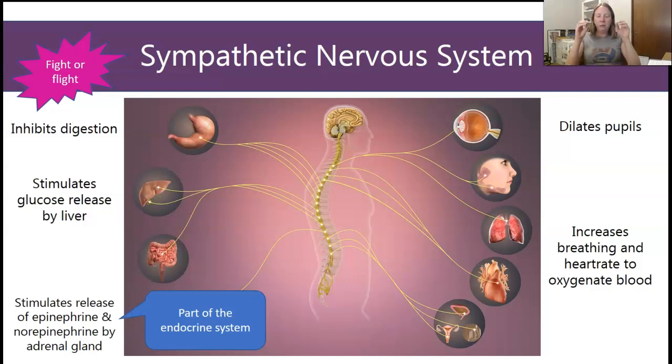Your pupils might dilate, which means open wider, so your vision will improve temporarily, and your breathing will increase, and your heart rate will increase to oxygenate your blood. So in other words, every part of you is going to kick into high gear to make sure your body can respond to stress. However, we do not want your body under all that stress all the time, or it would collapse. I mean, sometimes that's why heart attacks happen.